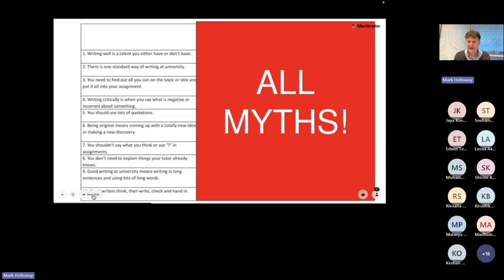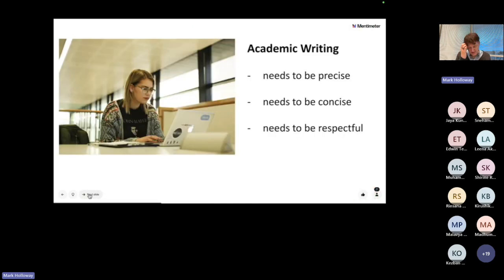And actually what we need to do instead is focus on what assignment briefs are asking us to do and following the instructions that we're given. And in fact, I would always argue that following the assignment instructions is the most important thing that you can do as a university student.